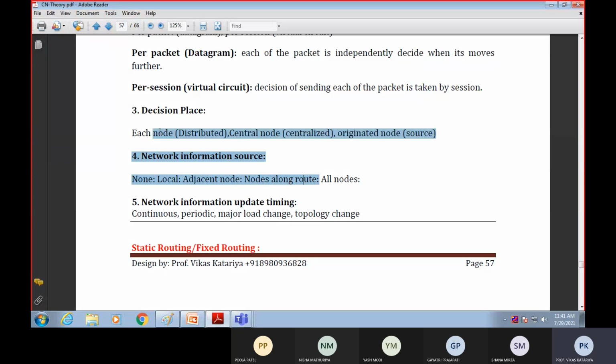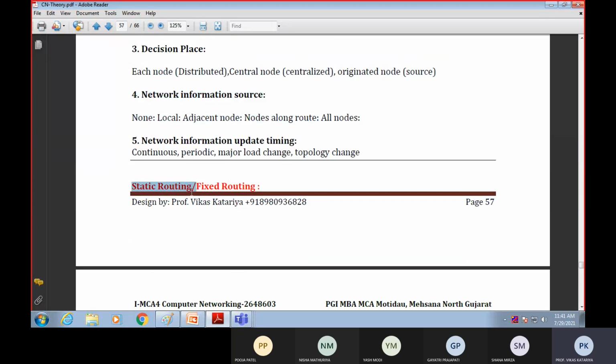So this is all about today's lecture content. In the next lecture, we will discuss some static routing algorithms.